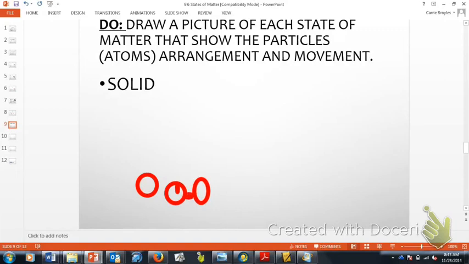And this isn't turning out exactly how I want it to, okay? They should be touching. And I know this is not how it should be, but this is about as close as I can get it. And so we want to draw those particles touching in this nice, orderly fashion.